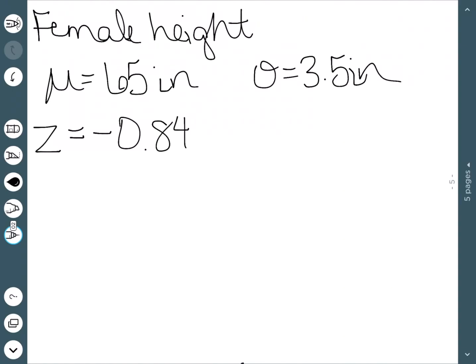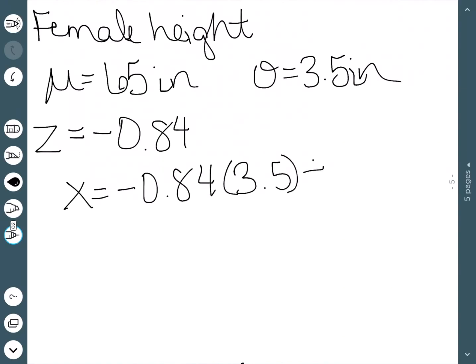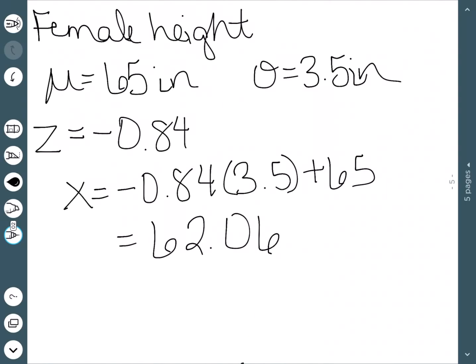Female height has a mean of 65 inches, a standard deviation of 3.5, and the z-score that I'm looking at is negative 0.84. So I multiply my z-score times standard deviation plus the mean. When I do that, I get 62.06. So a z-score of negative 0.84 corresponds to a height of 62.06 inches.